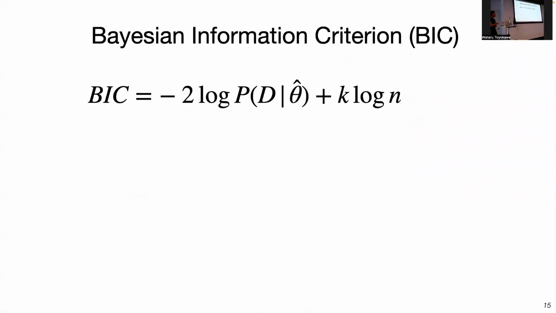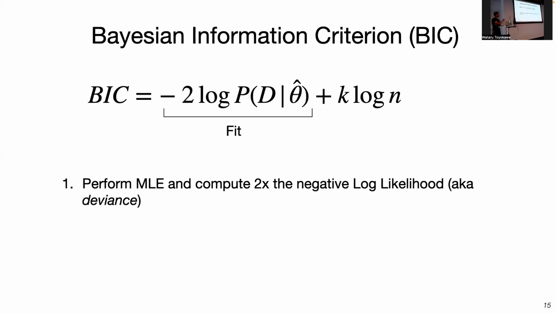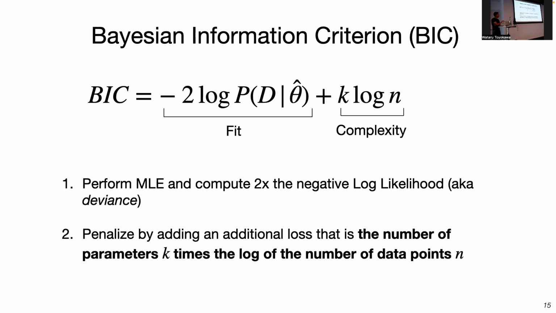In contrast, Bayesian information criterion has a Bayesian interpretation, although in the equation it's actually very similar to AIC. Again, we have the exact same measure of fit here based on the maximum likelihood estimate, under the best set of parameters we can find. It's 2 times the negative log likelihood. And then we have a slightly different complexity term here.